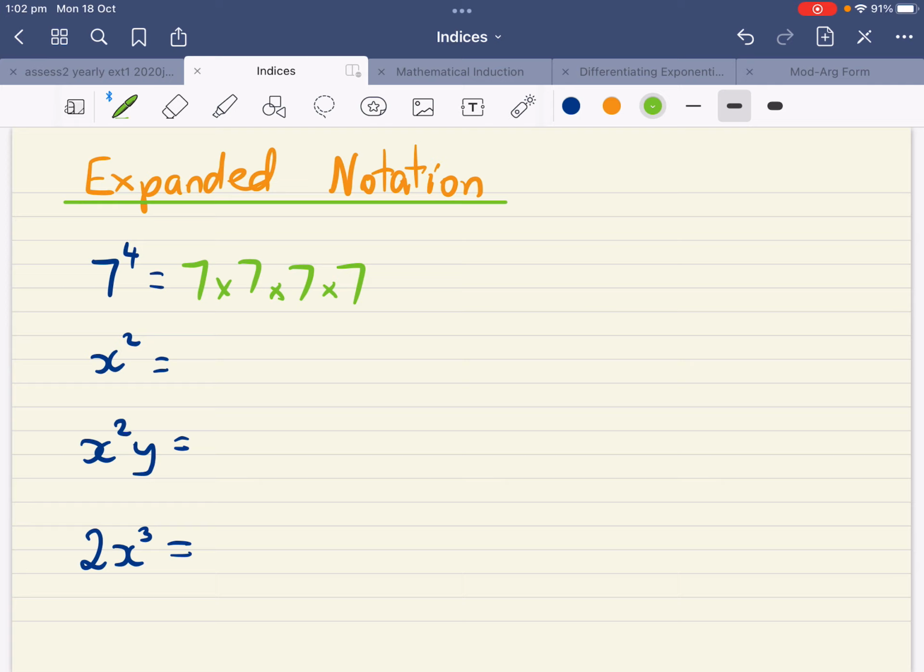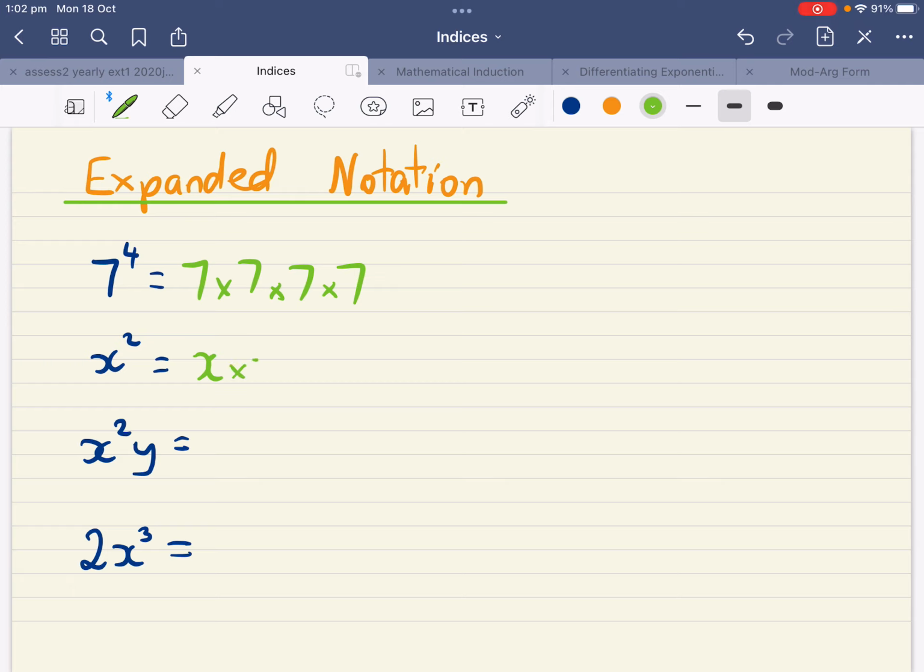That's expanded notation. It's not asking you to work out what it's equal to, right? Nothing like that. The question you'd be given would be legitimately write out the following in expanded notation, right? Or write out the following, in expanded notation. All right, this next one, x squared, what would that look like?